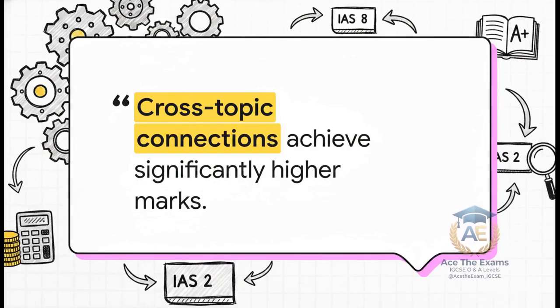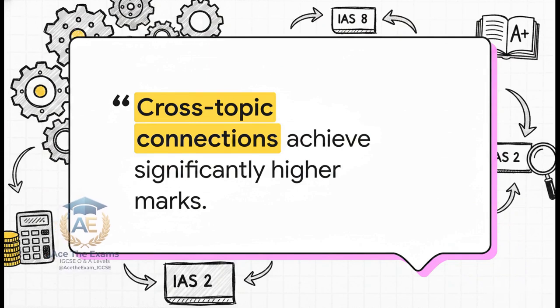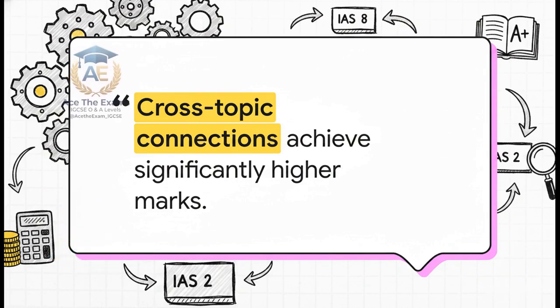And this right here brilliantly illustrates exactly what examiners are desperately looking for. This quote is pulled straight from the principal examiner reports, and it is an absolute goldmine. It says, candidates referencing cross-topic connections achieve significantly higher marks. What does this mean for your strategy? It means IAS 8 does not exist in a vacuum. The whole theoretical architecture of this standard rests on understanding causal relationships.